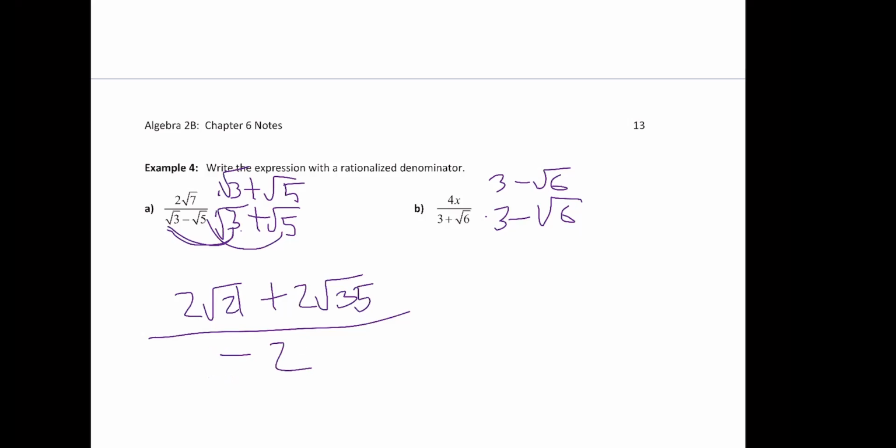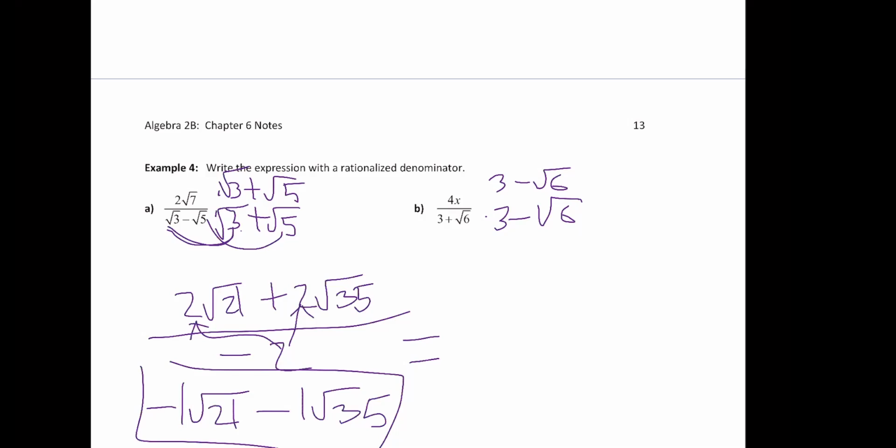And then the only thing, if you want, you could divide each part of this by negative 2. I'll just write it below. You could write this as negative 1 square root of 21 minus 1 square root of 35, if you divide both of these by negative 2. So technically, that might be a little bit more simplified.